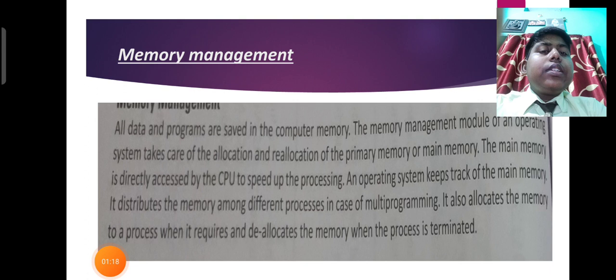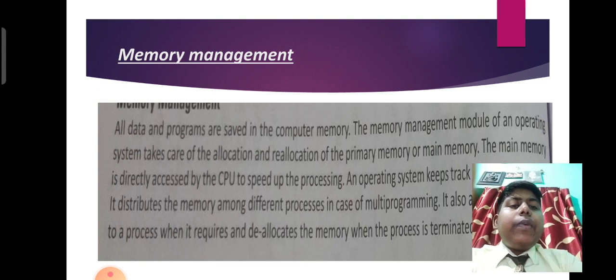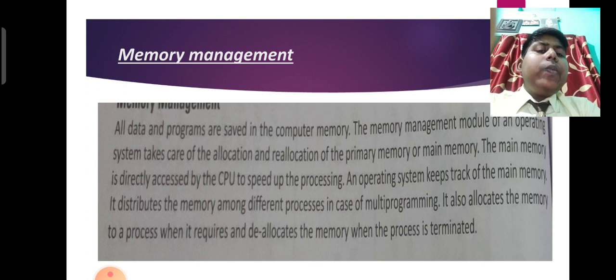So next is memory management. All the data and programs are saved in the computer memory. The memory management module of an operating system takes care of the allocation and reallocation of the primary memory or main memory. The main memory is directly accessed by the CPU to speed up processing, and the operating system keeps track of main memory. It distributes the memory among different processes in case of multiprogramming. It also allocates memory to a process when it requires it and deallocates the memory when the process terminates.